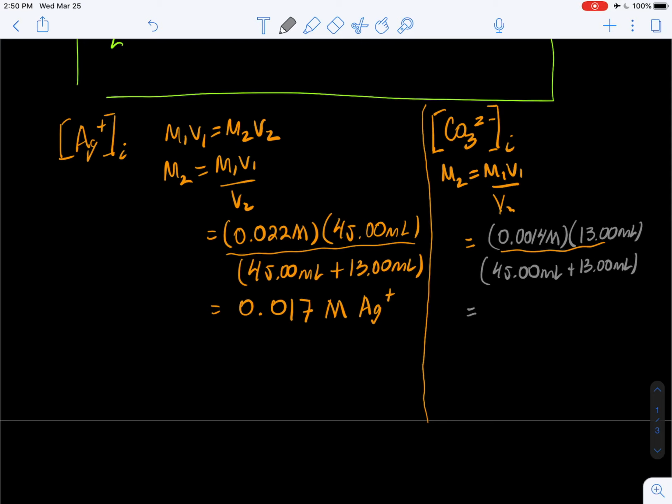Milliliters cancels, and I'll go ahead and do this on my calculator. 0.0014 times 13, divided by 45 plus 13. I'm using parentheses for those. Okay, on my calculator, I'm getting 3.1 times 10 to the minus 4 molarity carbonate. Okay, and what I can do here is express this as a decimal if I wanted. I'm just going to leave that. Okay, so I have these two concentrations.